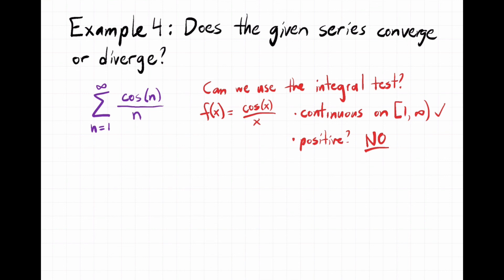Now, it is true that the limit of the terms is 0 here, because cosine of n is always between -1 and 1, and then you're dividing by n. So the larger n gets, the closer these terms get to 0. But that's not enough to tell us that the series converges. And it's certainly not enough to allow us to use the integral test. So we cannot use the integral test here.